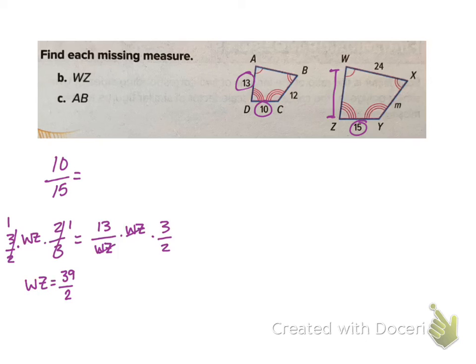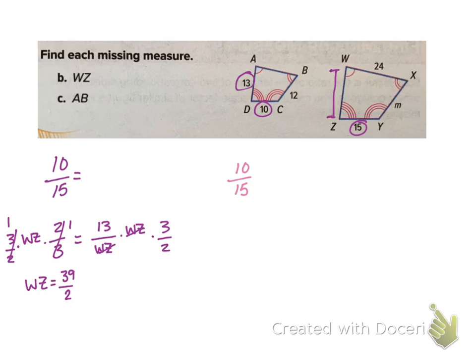Now to find our other side length, AB. And as I was going over that, I realized I made a mistake on that last slide. Okay, so disregard the last slide. This slide is going to be much more helpful to you. Okay, let's use the same ratio again, 10 over 15.